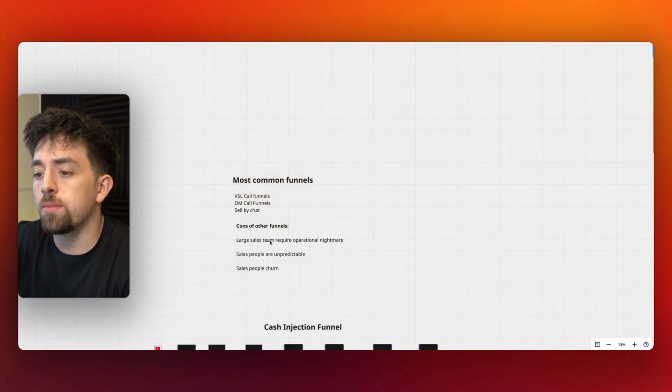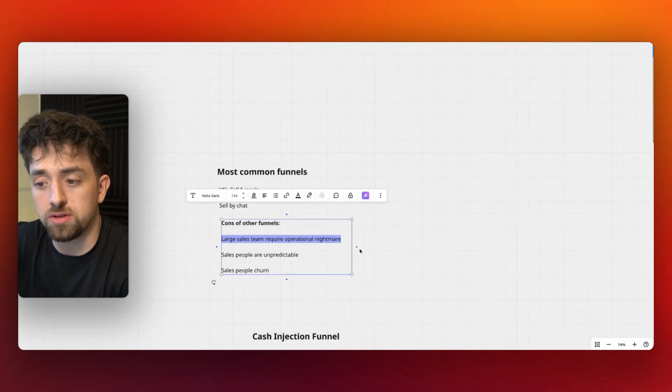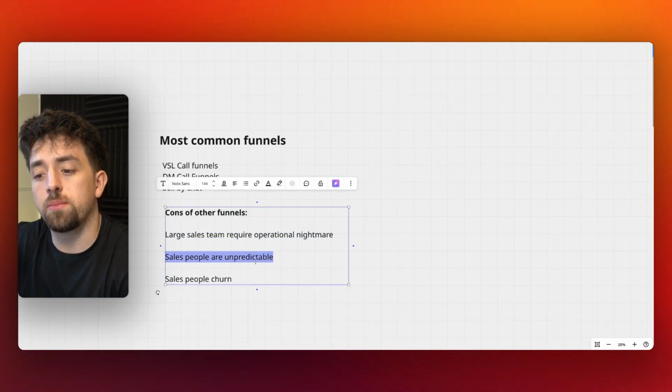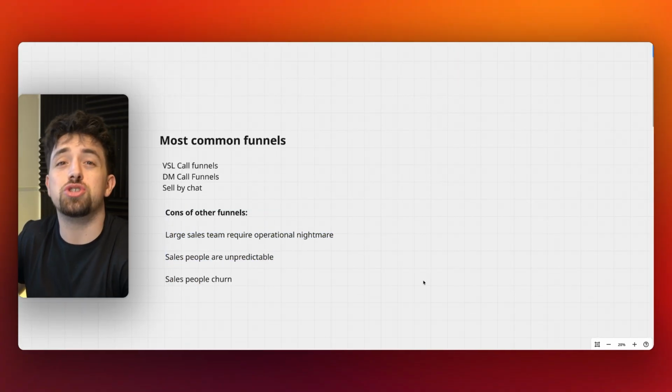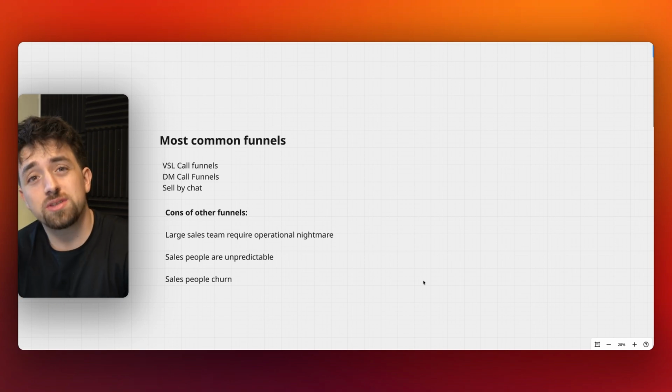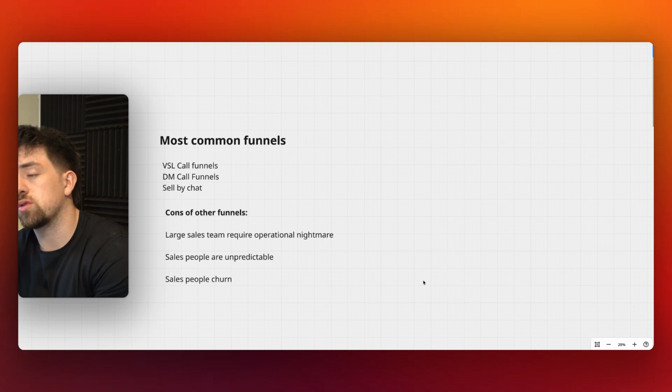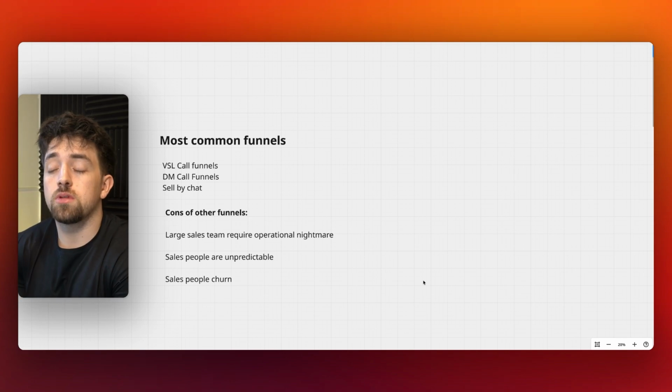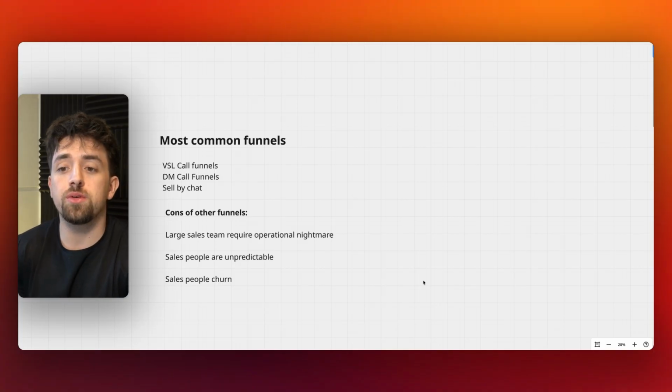So sales teams are an operational nightmare, and salespeople are also unpredictable. And the other thing is that salespeople churn. You'll either fire your salespeople, your setters and your closers, or if you're not going to fire them, they will leave at some point. You'll need to hire a new one. So the point is that if you run a large sales team, you'll be constantly hiring salespeople.